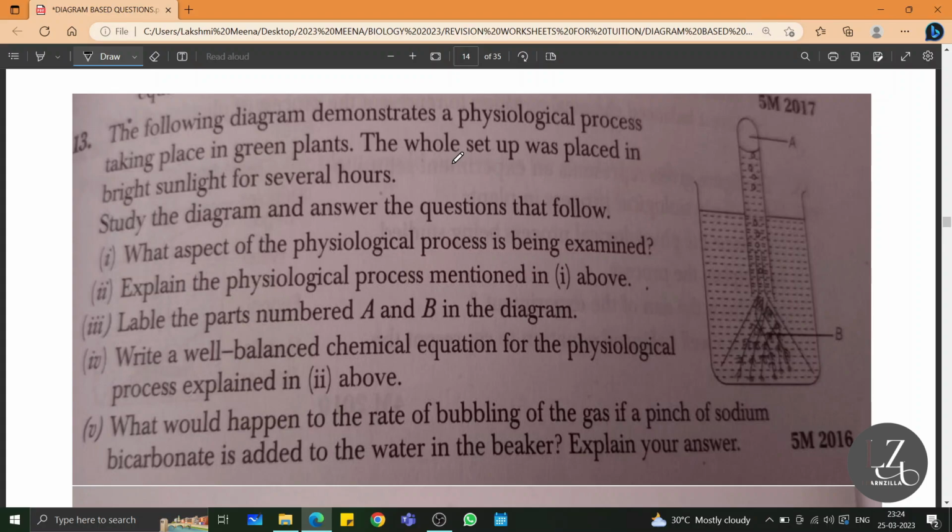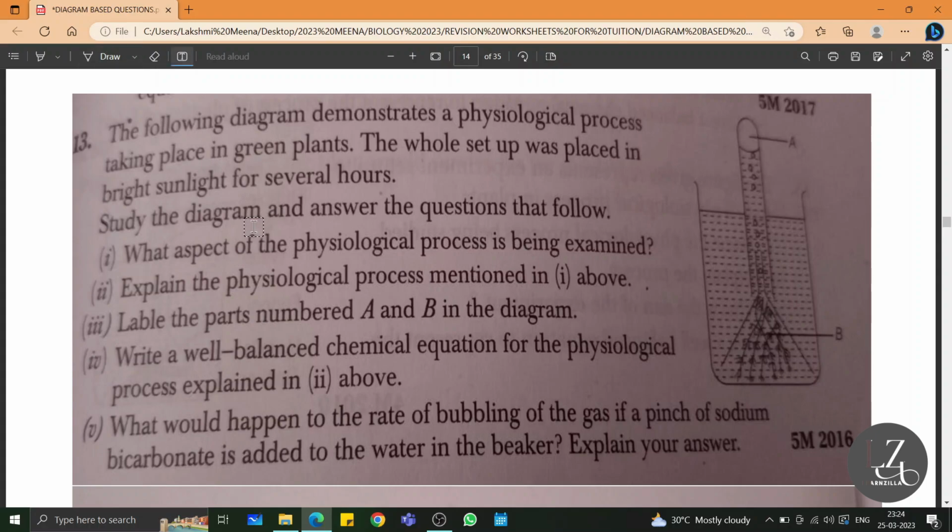So we know that sunlight is very important for green plants to photosynthesize. So the process that we are studying is photosynthesis, but in this particular experiment, what aspect of the physiological process is being examined? We are checking that as a result of photosynthesis, oxygen is evolved and then it is collected in the test tube by downward displacement of water. So release of oxygen during photosynthesis could be the answer here.